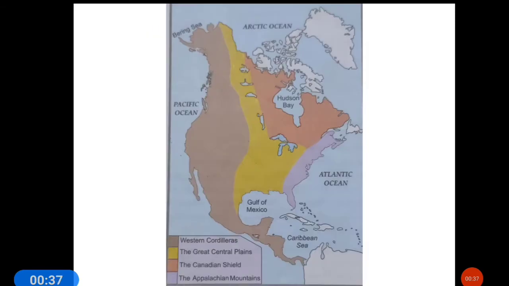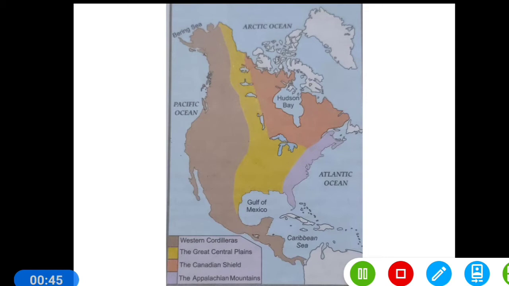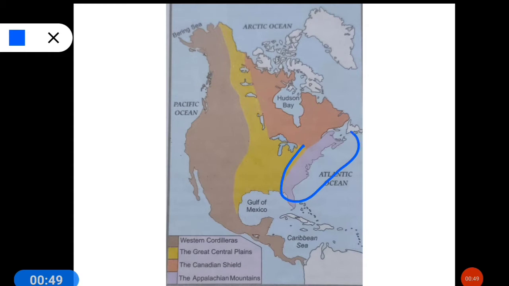If we have to see it on the map, you can see this light purple colored part. This part is the Eastern Highland, also known as the Appalachian Mountain system. It is one of the old fold mountains. Earlier it used to be one of the major mountain systems of North America. As it occupies the eastern part of the continent, it is also known as the Eastern Highland. But due to continuous erosion over millions of years, the height of this mountain system has reduced to about 1,500 meters above the sea level.